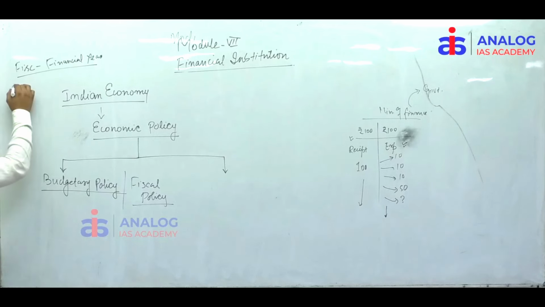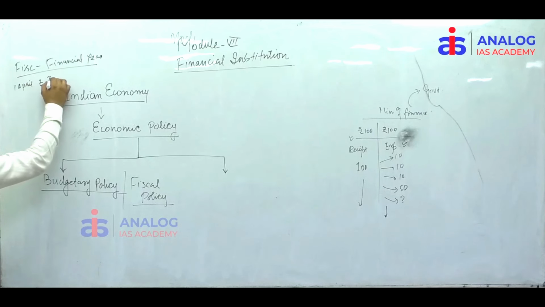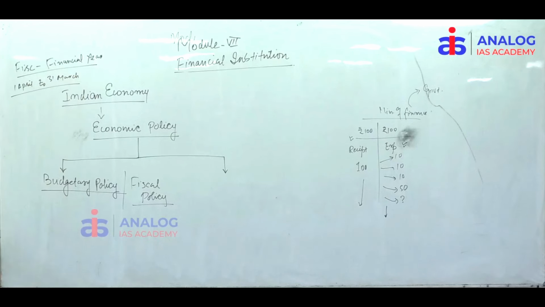The financial year in India starts from 1st April to 31st March of the next year. From 1st April, May, June, it will be quarter 1. July, August, September, it will be quarter 2. October, November, December, it will be quarter 3. January, February and March, it will be quarter 4.